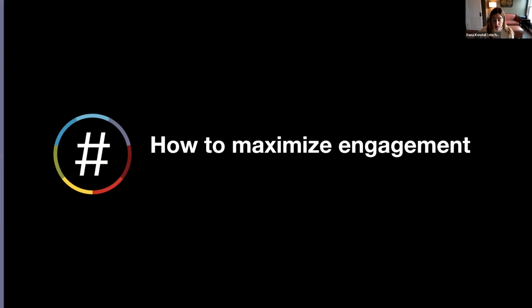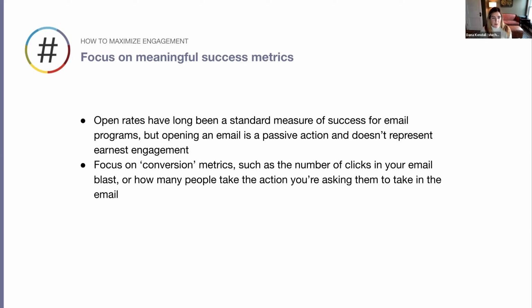So in the last few minutes that we have, we're going to talk about how to maximize engagement. We're talking a lot about making sure that people are engaging with your email in other meaningful ways. And that's a beautiful thing to say and a hard thing to put in practice. So, meaningful success metrics. Open rates are an industry standard thing to track, and I really don't think that's going to be the case for long.